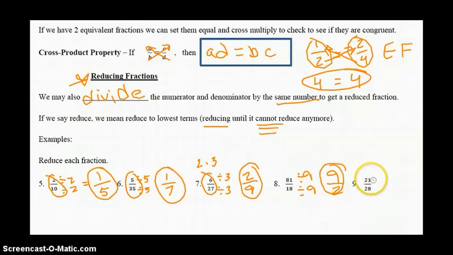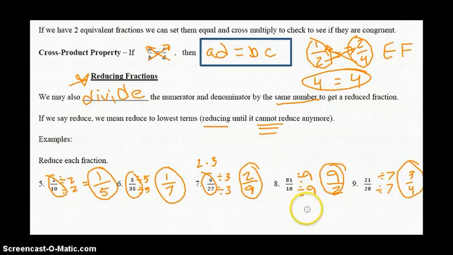Very good. And our last one, fairly easy one, 7 goes into both of these. So we are going to divide by 7, and we are going to get 3 over 4. And that's our final answer. Any questions? You can feel free to ask me.